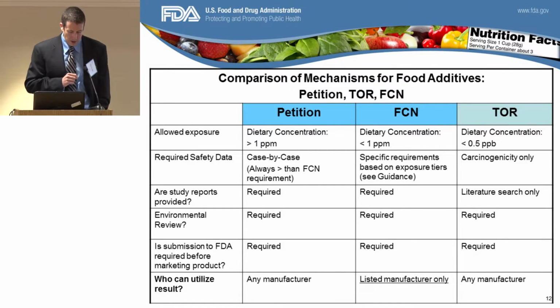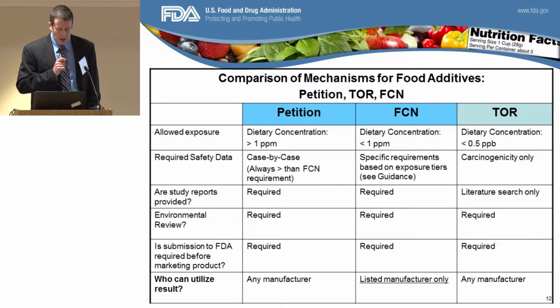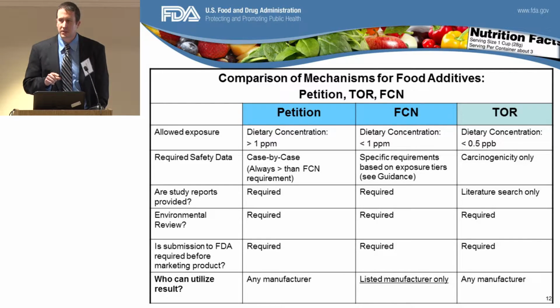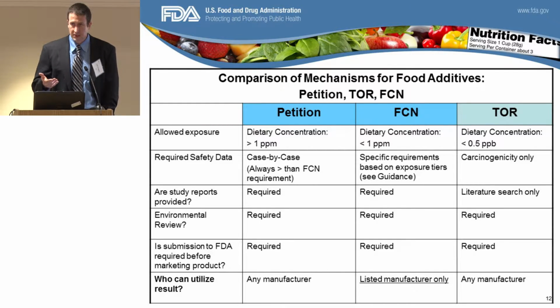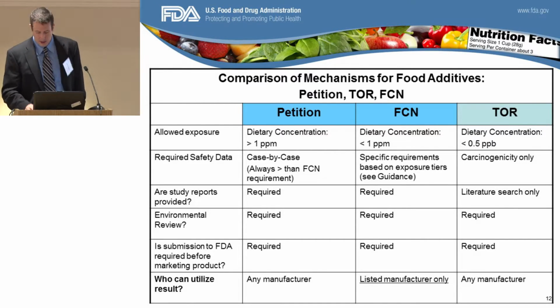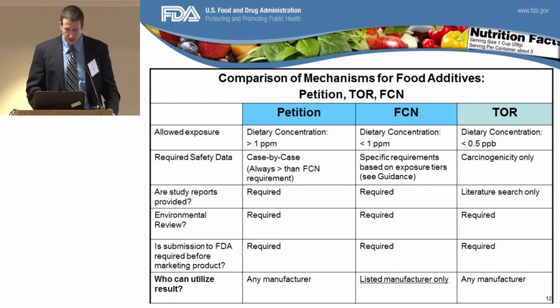But one of the things that's most important for most industry is a petition and a threshold of regulation exemption are not specific to anyone; anyone can use them. If a petition becomes effective or a threshold of regulation becomes effective, they are not specific to whomever submitted the information to us. That is different than a food contact notification. Under a food contact notification, that is specific to the manufacturer, and only the listed manufacturer can rely on that FCN to market their product. If a competitor or another manufacturer that makes the same material for the same use wants to market it, they have to come in with their own FCN to the agency. So that's often something that's attractive to industry.